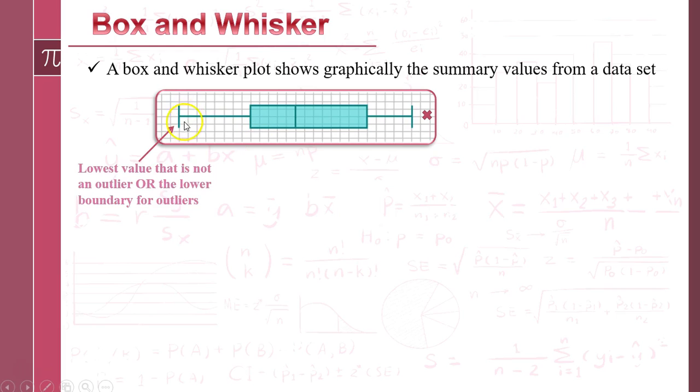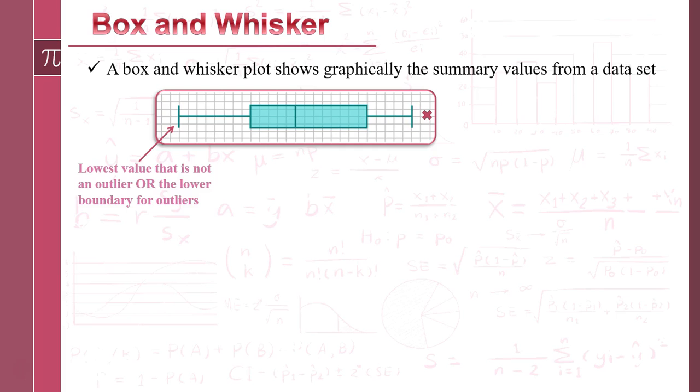And the first thing we've got is this value here has always been your minimum at GCSE, but we're changing that slightly. So now we're saying that that's our minimum value that's not an outlier. Alternatively, sometimes you might find it being used as the lower boundary for an outlier. So using one of those definitions that we saw in the last video, for example, the lower quartile minus a certain multiple of the interquartile range.